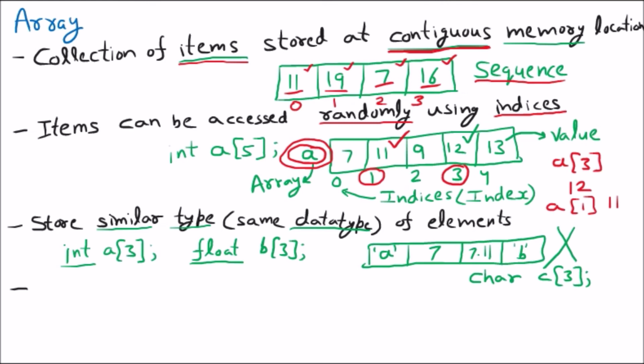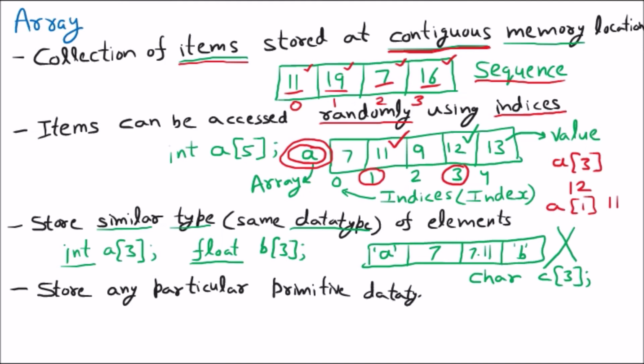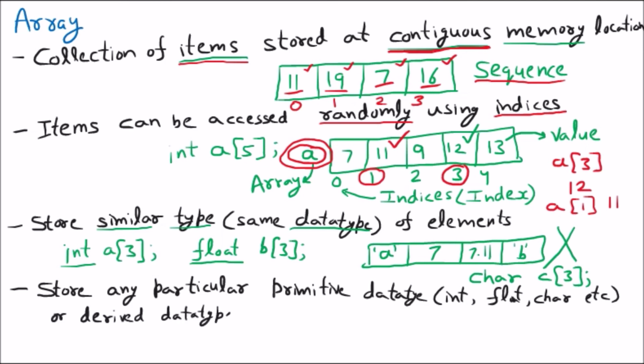Now the next thing about the array is it stores any particular primitive data type, and we know that the primitive data types are which are inbuilt into the system like int, float, char, etc., or even the derived data types, and we know that the derived data types are like structure, pointer, etc. Means we can create the array of int, float or character, or the derived data types like structure, pointer. So array can be created with any of these.